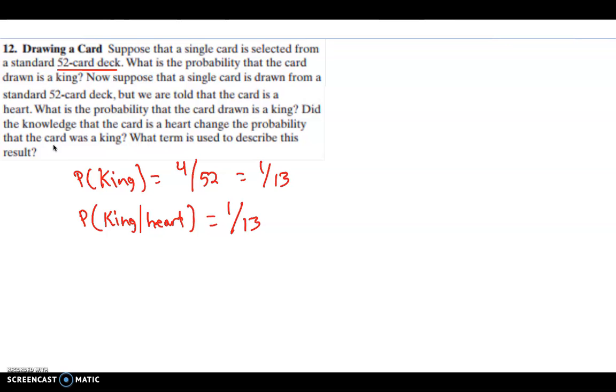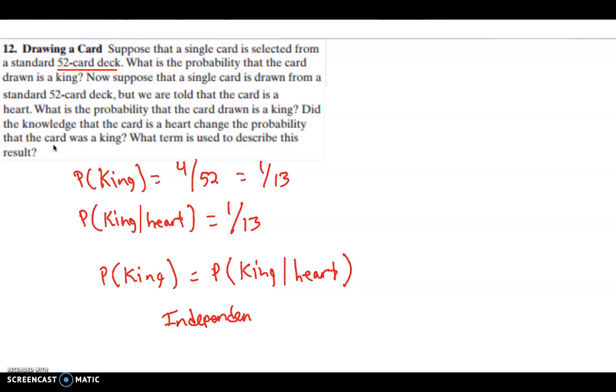Well, notice those probabilities are the same. The probability of getting a king is the same as the probability of getting a king given that you know the card is a heart. And this idea tells us that the 2 events are independent. Whether you're drawing from the whole deck or whether you know that it's a heart, what's the probability of getting a king, that actually doesn't matter. You get the same probability. So they are what we call independent events.